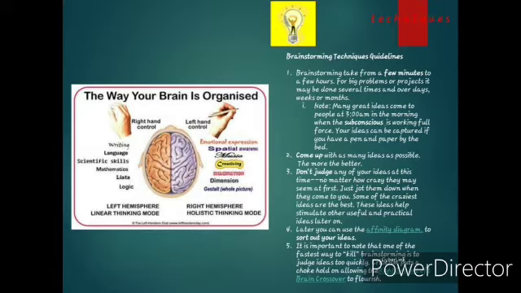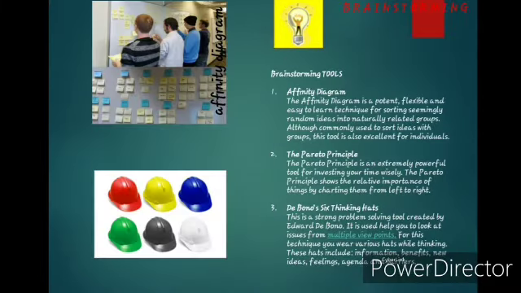Now let's talk about the tools for it. The tools for brainstorming are the affinity diagram, the Pareto principle, de Bono's six thinking hats, and what-if questions. Now let's see them in detail. The affinity diagram is a simple and easy technique for sorting random ideas into related groups. The Pareto principle is a powerful tool for investing time wisely. It shows the relative importance of things, charting them left to right.